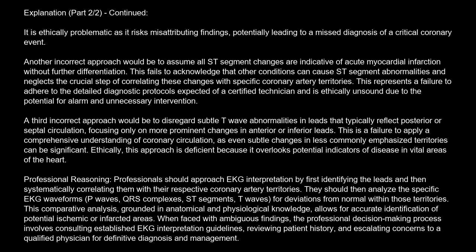Professional reasoning. Professionals should approach EKG interpretation by first identifying the leads and then systematically correlating them with their respective coronary artery territories. They should then analyze the specific EKG waveforms, P waves, QRS complexes, ST segments, T waves, for deviations from normal within those territories. This comparative analysis, grounded in anatomical and physiological knowledge, allows for accurate identification of potential ischemic or infarcted areas. When faced with ambiguous findings, the professional decision-making process involves consulting established EKG interpretation guidelines, reviewing patient history, and escalating concerns to a qualified physician for definitive diagnosis and management.